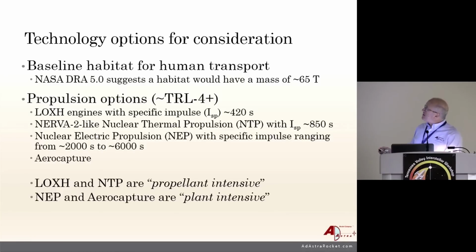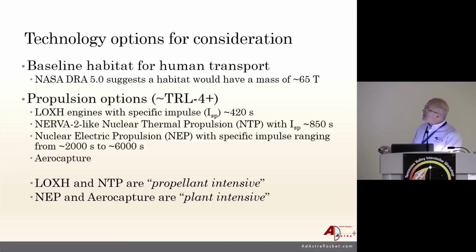NASA has already done a really nice job of figuring out what it would take to get a habitat that people could live in for something like a 6-month period. It's Design Reference Architecture 5. I'm not going to exactly follow their method for getting there, but they do specify a habitat would weigh about 65 tons. That's sort of the same size as a space shuttle, which would give people enough room to have exercise equipment and be able to get away from each other. If you put too many people in too small of a place, they'll just kill each other. It's kind of a known fact. So you don't want that either.